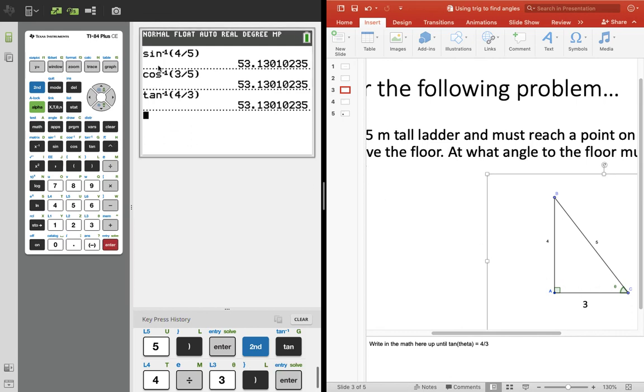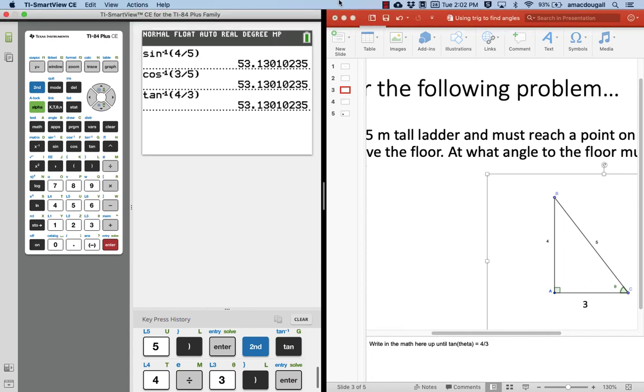So these inverse functions, sine inverse, cosine inverse, and tan inverse, are used when you know what the sine, cos, or tan are, but you don't know what the angles are. Okay, so this is used to find angles. I hope that helps, and if you have any questions, please let me know.